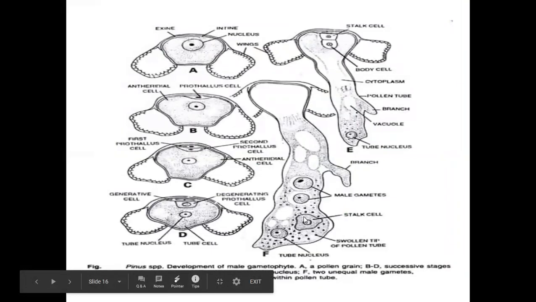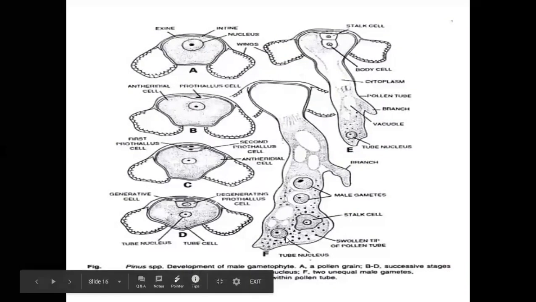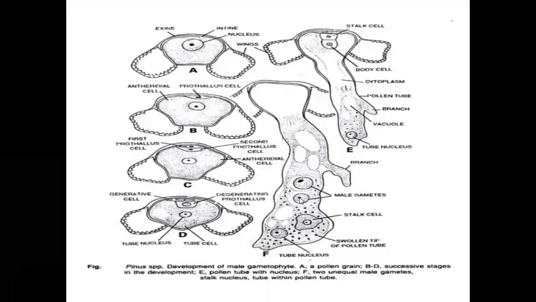See children, here the 2 male gametes are present on the pollen tube. At the matured stage, the stalk cell is reduced, the tube nucleus is reduced, and only 2 equal, sorry, unequal male gametes are present on the pollen tube. Unequal male gametes are present on the terminal part of the pollen tube. See, this is the development of the male gametophyte.